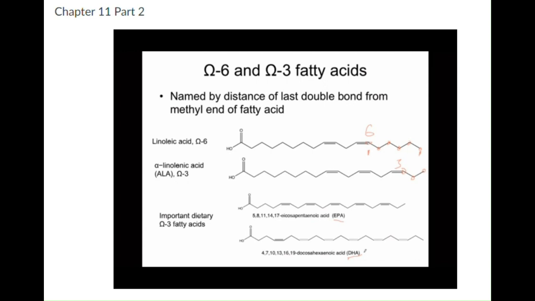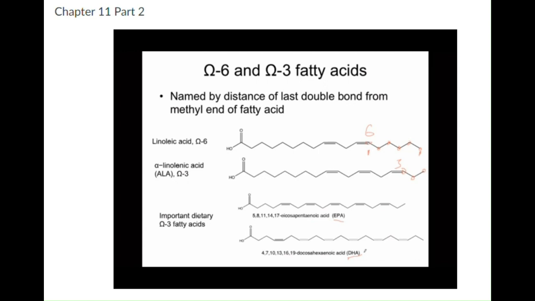Anyways, the EPA and the DHA tend to get concentrated in organisms like salmon, and that's why it's suggested that if we want to get our proper dose of omega-3 fatty acids, eating salmon is a great idea. Now, you'll notice that these are relatively long molecules, 20 and 22 carbon.